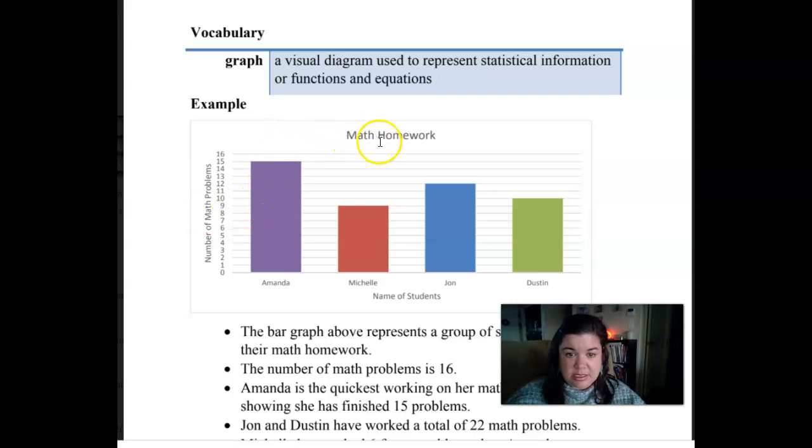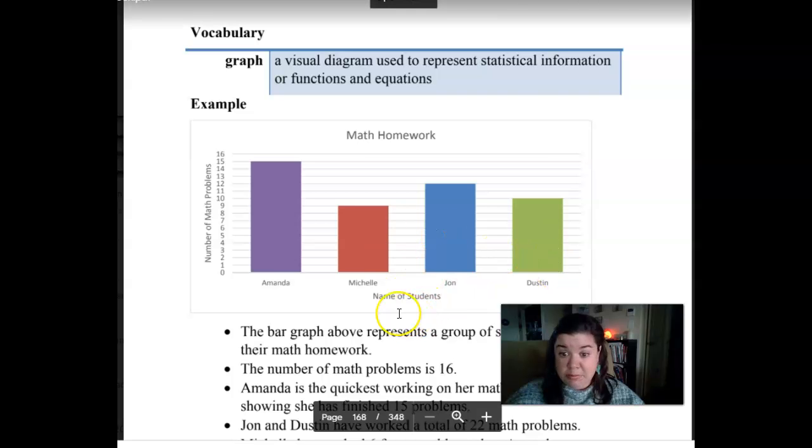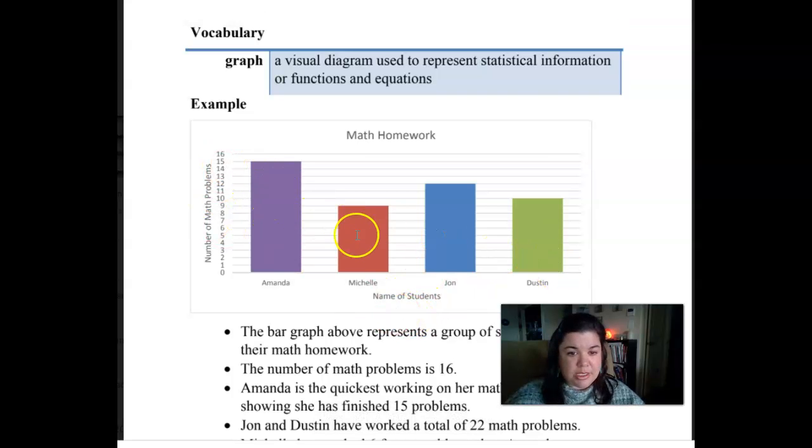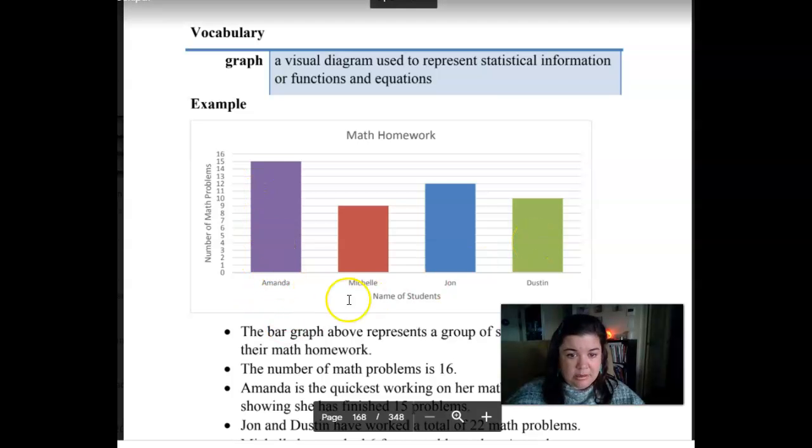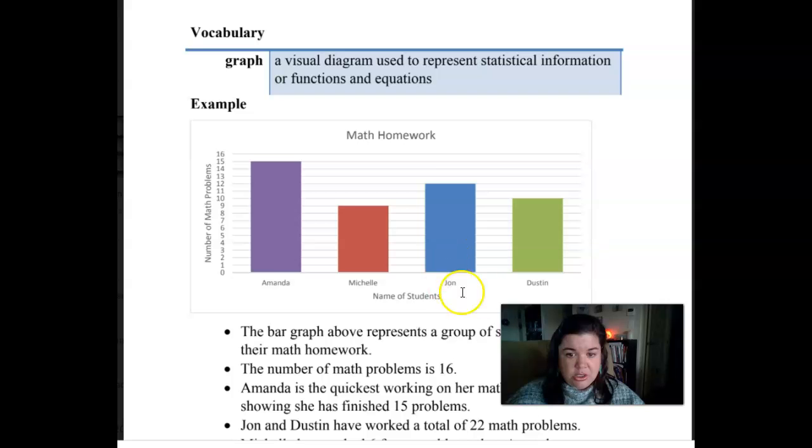So this is the title of the graph, math homework. And then on the side, it tells us what these numbers mean. It says number of math problems. And then here it says name of students, so that we know what each of these means. So this is Amanda, Michelle, John, and Dustin.